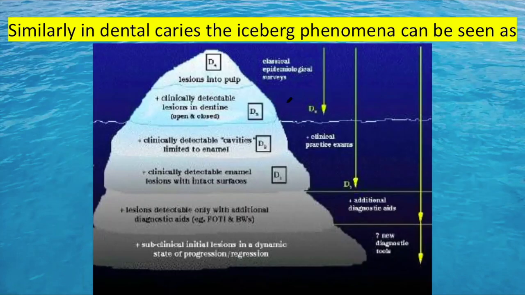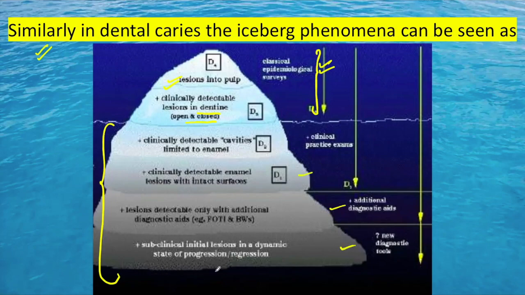Fine. Similarly, if we look at the iceberg phenomena in diagnosis of dental caries, we can see that only this part of the iceberg or the image is visible. And what does it indicate? These are the caries which have extended to the dentine with open or closed type of lesions, and they have involved the pulp. Fine. If we look at this submerged portion, this problem is otherwise hidden but clinically detectable only by using additional newer diagnostic aids.